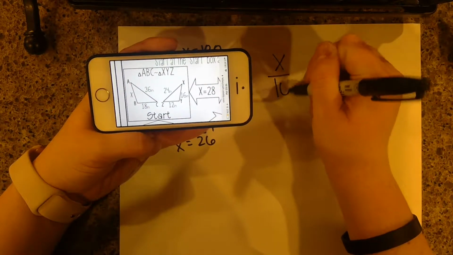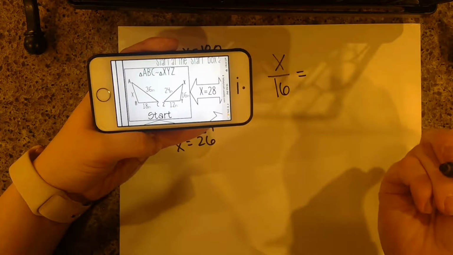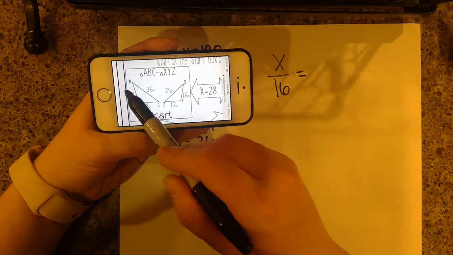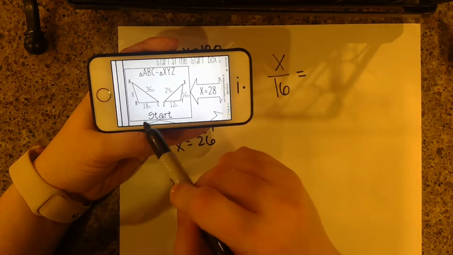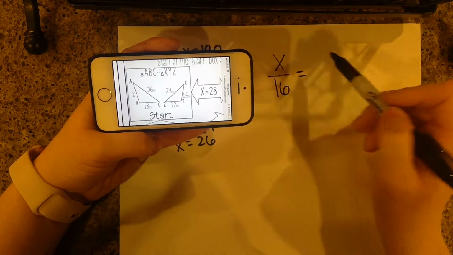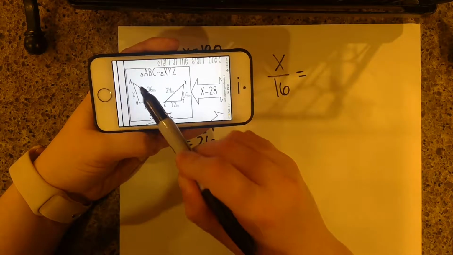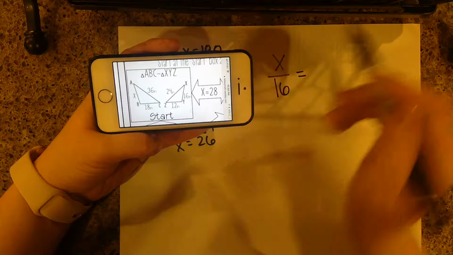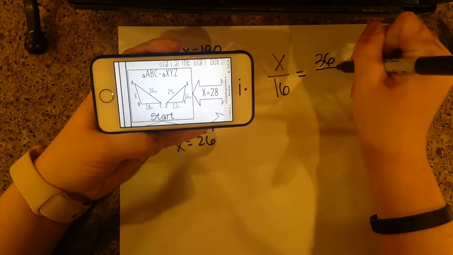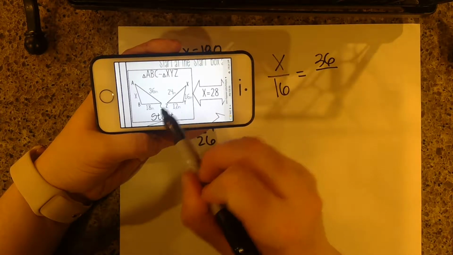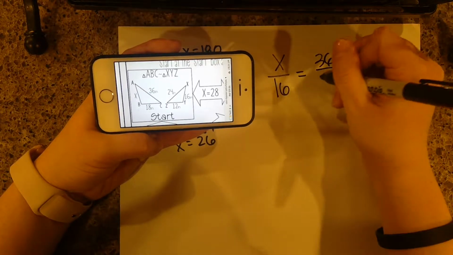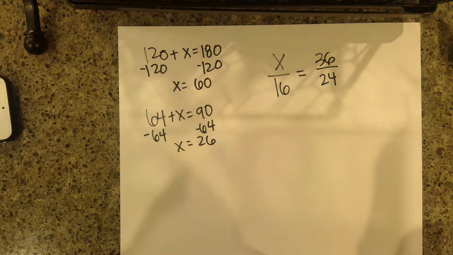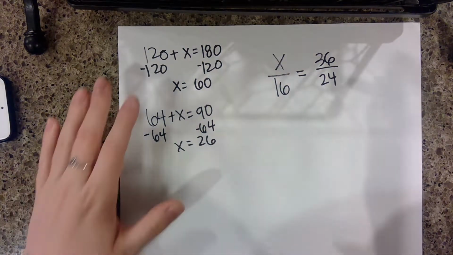So you do x divided by 16, and that's equal to another fraction. So we'll either pick the longest side, which is 24 and 36, or you'll pick 18 and 12. So x is on this triangle, so you want to pick a side on that triangle. So I'm going to pick the longest side, so that would be 36. And then that's divided by 24 because that's the corresponding side on the other triangle. And then to solve this, this is just a proportion. So then you would cross multiply.